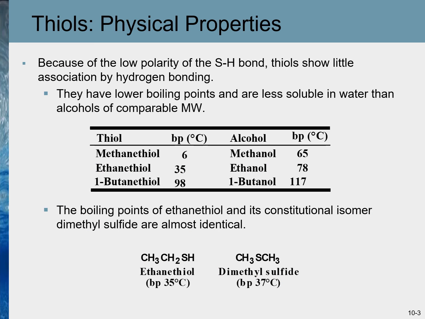The electronegativity value of sulfur is about 2.5, which is quite close to the electronegativity value of hydrogen. Because of the similarity in the electronegativity values of sulfur and hydrogen, the SH bond is not polar, and therefore thiols show very little association by hydrogen bonding. Because of the lack of hydrogen bonding or other stronger intermolecular forces, thiols have lower boiling points and are less soluble in water than alcohols of comparable molecular weight.